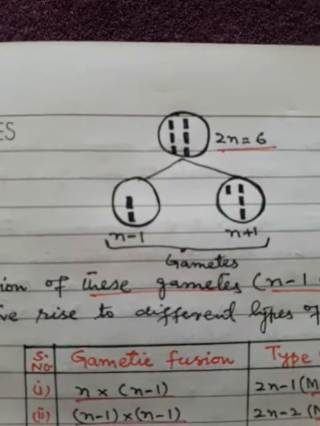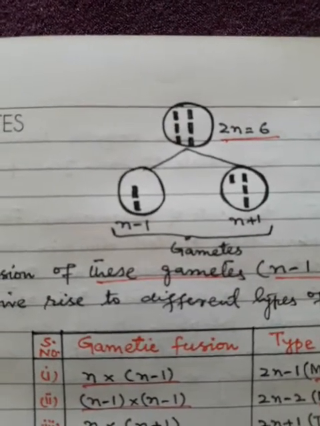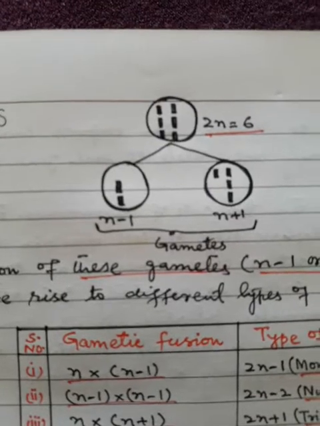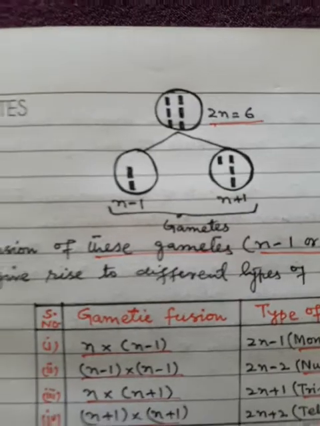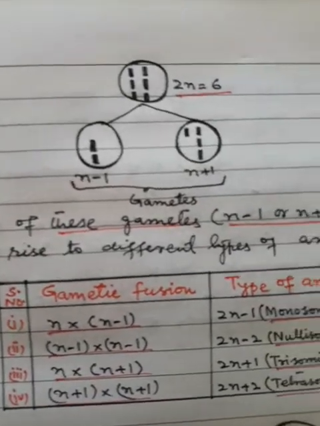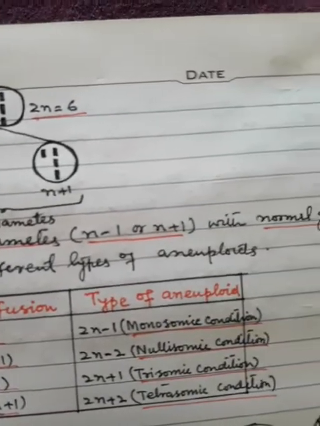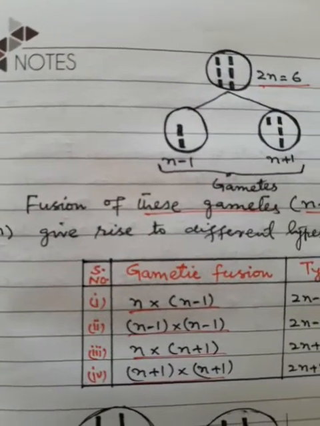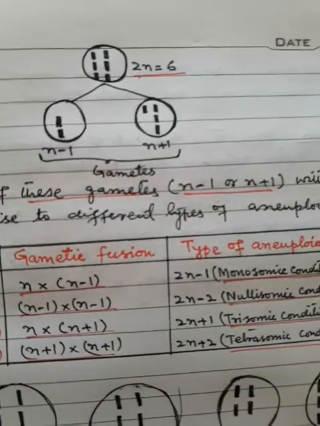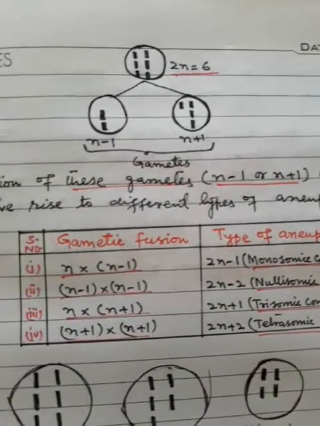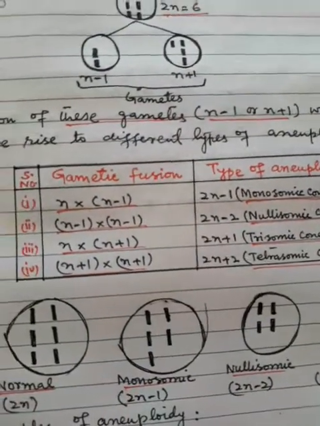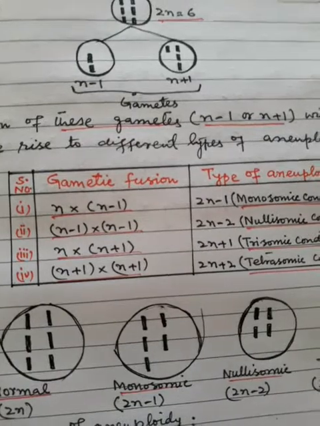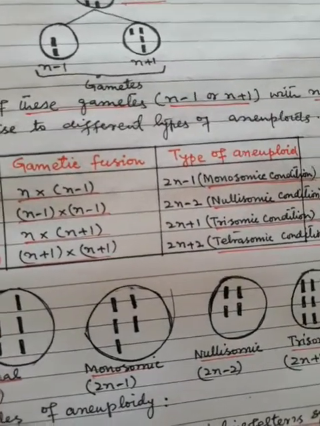This is the diagrammatic representation. We see the gametes n minus 1 and n plus 1. Fusion of these gametes, n minus 1 or n plus 1, with normal gametes n gives rise to different types of aneuploids. A table gives various types of aneuploids, gametic fusion and type of aneuploid.